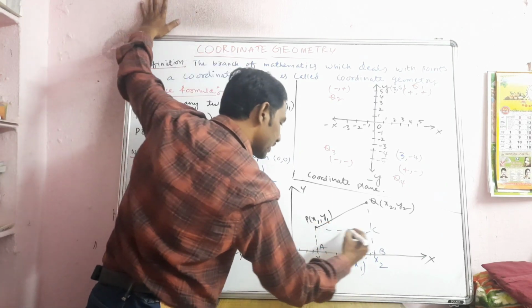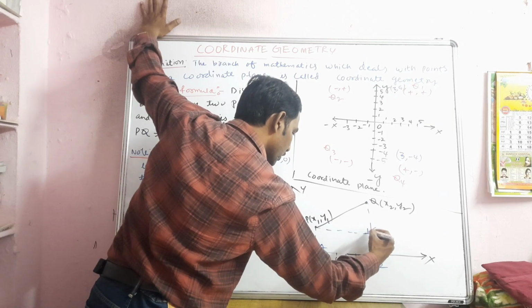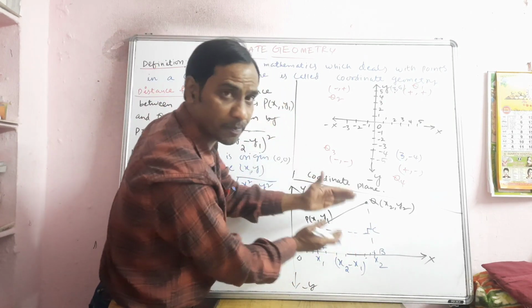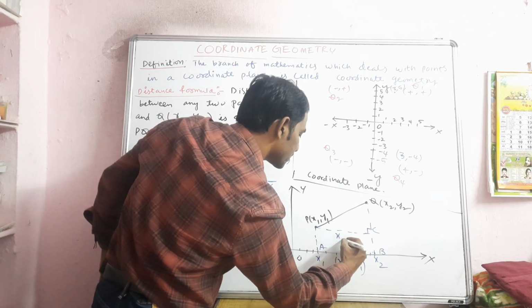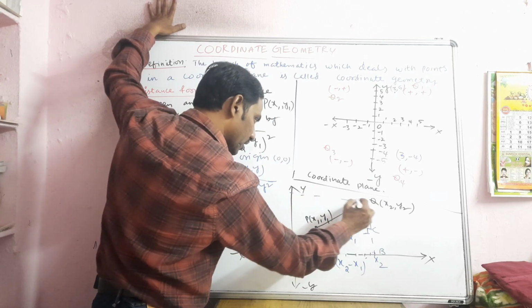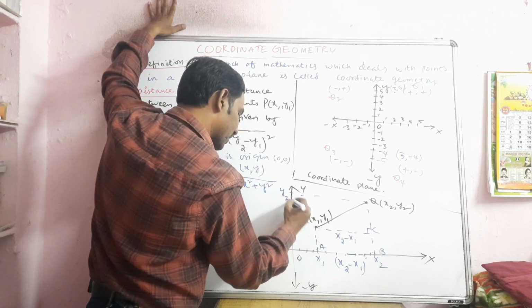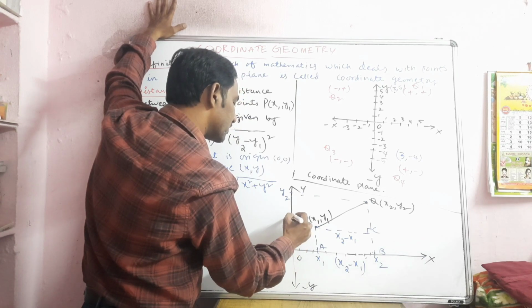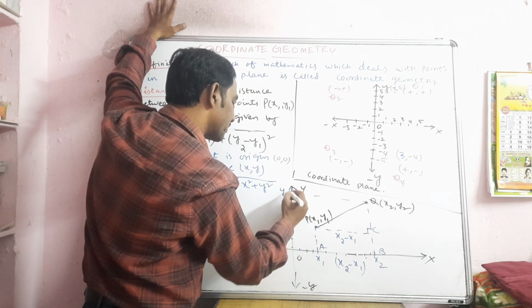Now apply the Pythagoras theorem here. AB is parallel to PC, so this distance will be x2 minus x1. And similarly you take one point here, let us call it y2. For example, 0 1 2 3 4 5, some number, this is 5, this is 6 7 8. For example, this point might be 8.